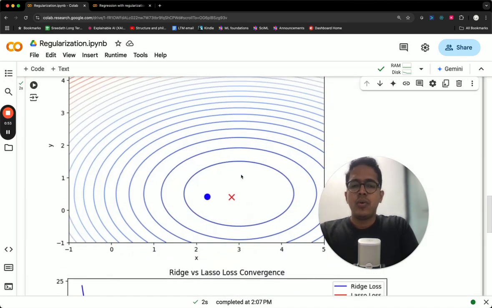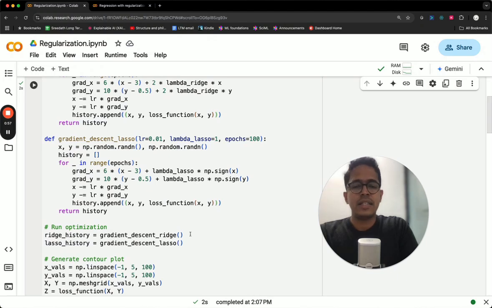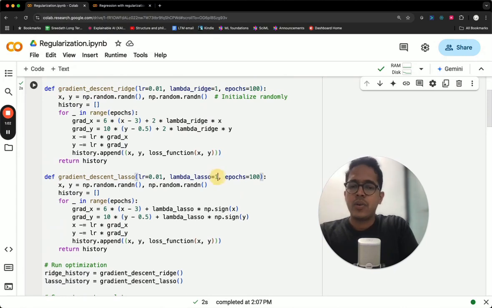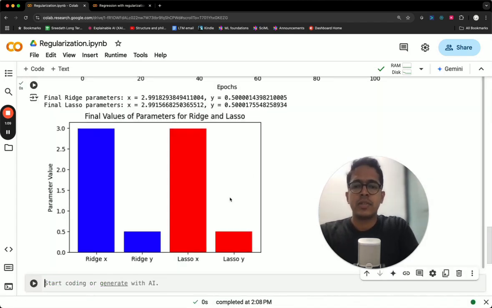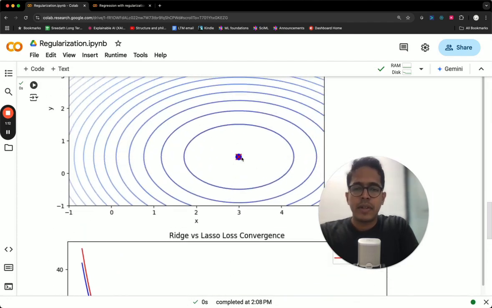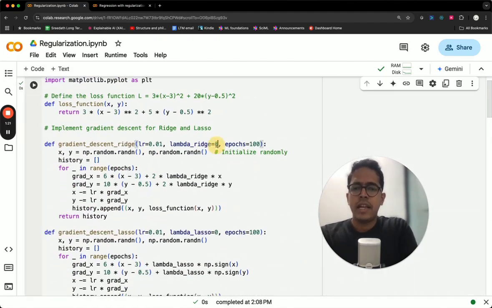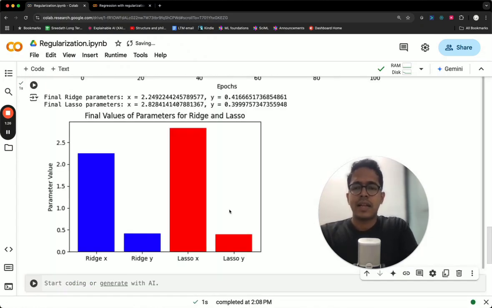Now, if you were to do regression without ridge or lasso, without regularization, how can you do that? You can do that by setting lambda equal to 0. Then you should get the minima to be exactly 3, 0.5, and you will see that is what happens. See, both of them are coinciding at the exact center of this ellipse when regularization is absent. When regularization is present, for small values of lambda, which is 1 and 1, the outcome is slightly different.